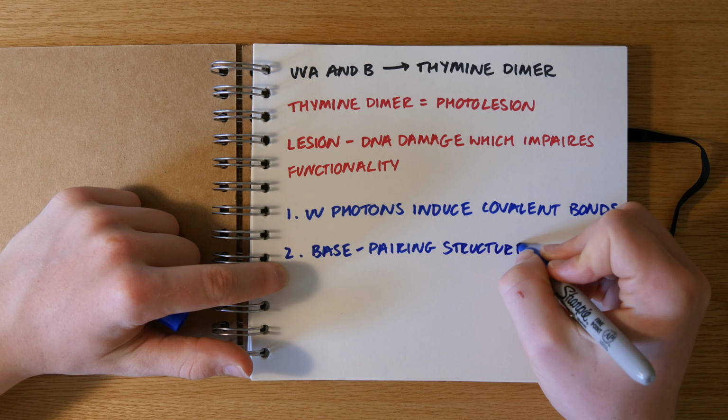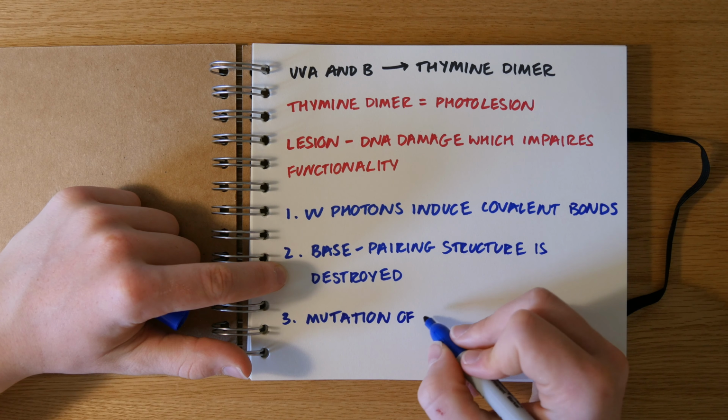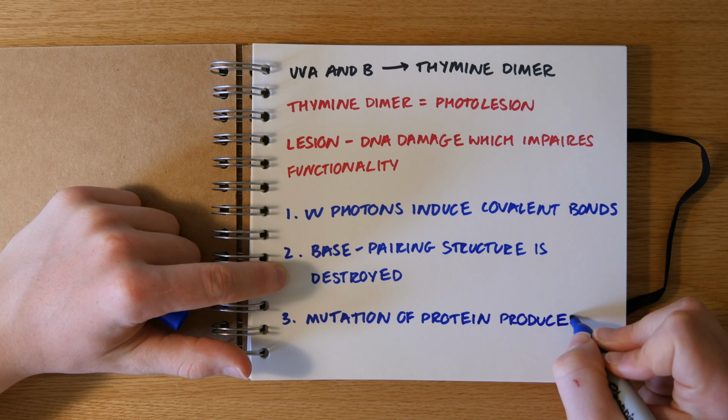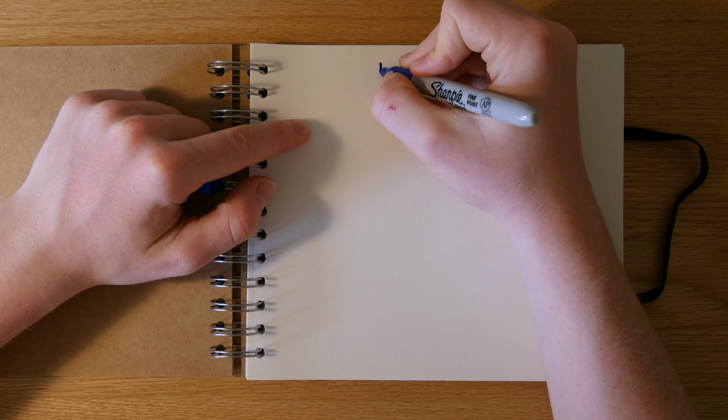This means that the sequence of amino acids encoded by the DNA changes and a different protein is produced, otherwise known as a mutation. When this damage occurs, four things are usually triggered by the body as a defense mechanism. The first of these is DNA repair.